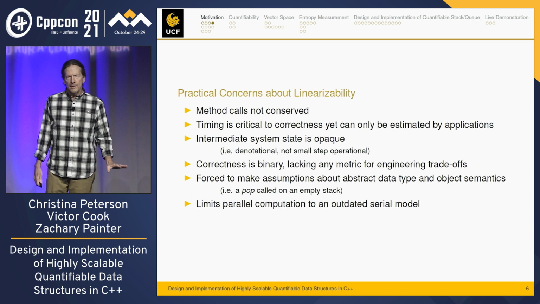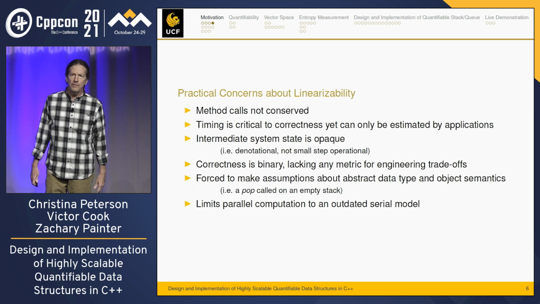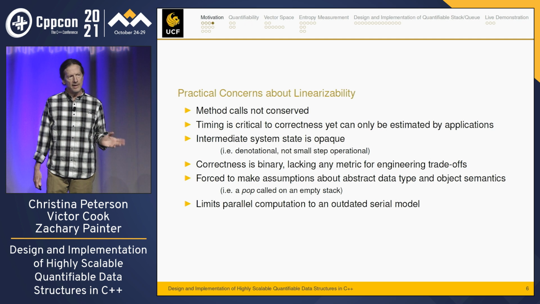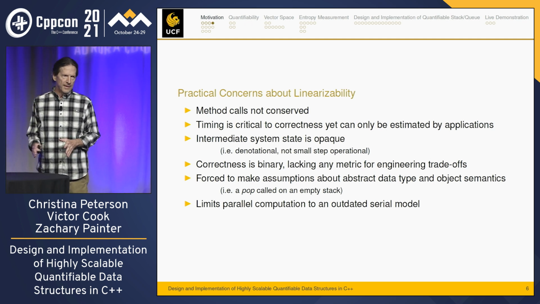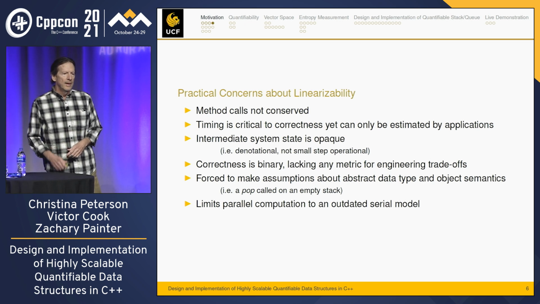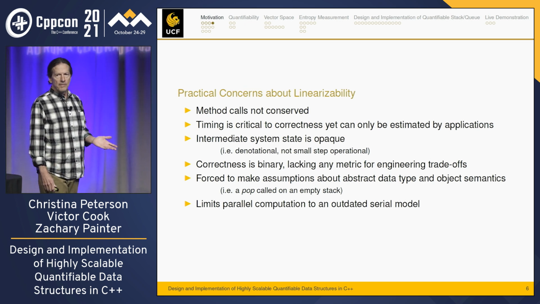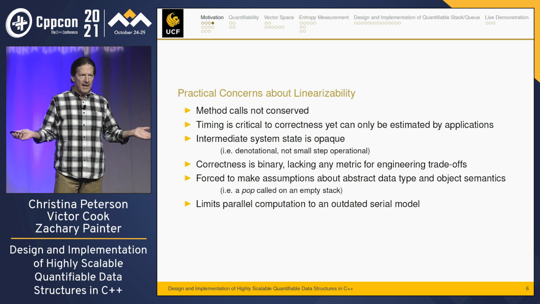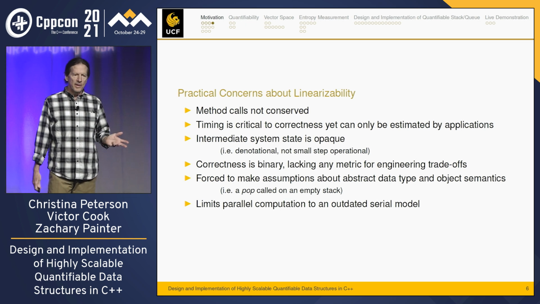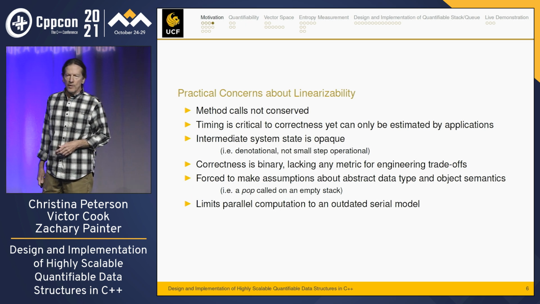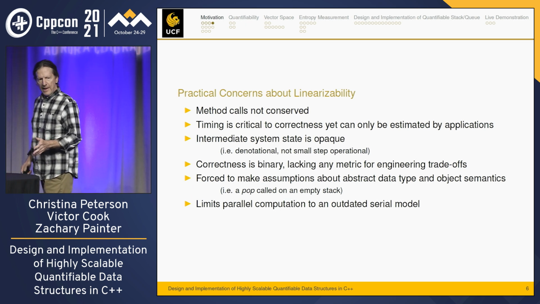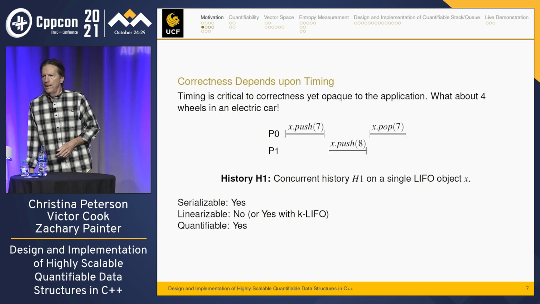And the other thing is a very subtle point, but important. You're forced to make assumptions about how abstract data types are defined and the semantics of objects in order for linearizability to be really useful. For instance, people allow pops on empty stacks all the time. That's not really strictly correct according to abstract data types. It also limits parallel computation to this outdated serial model.